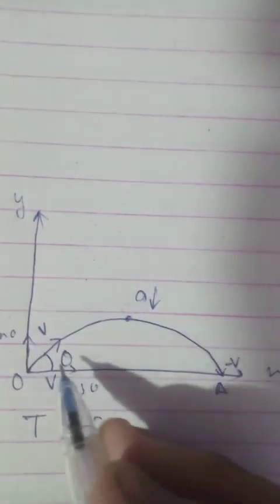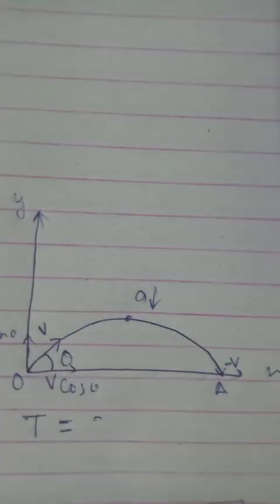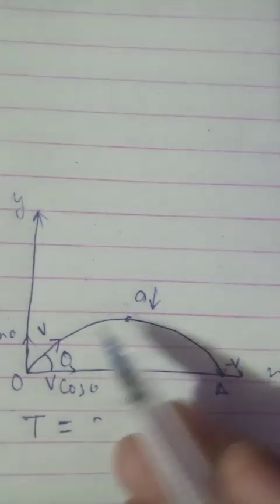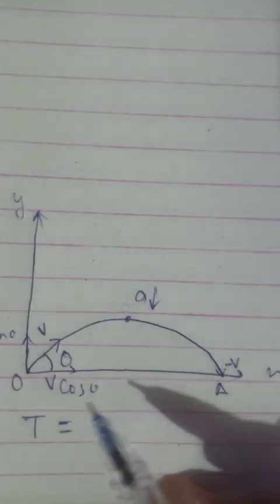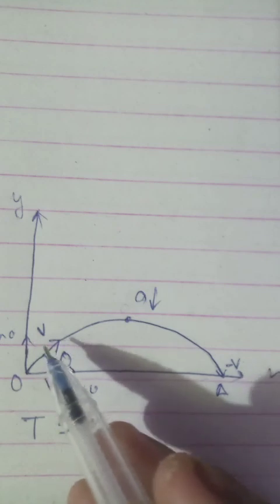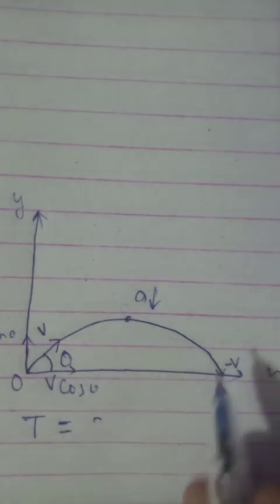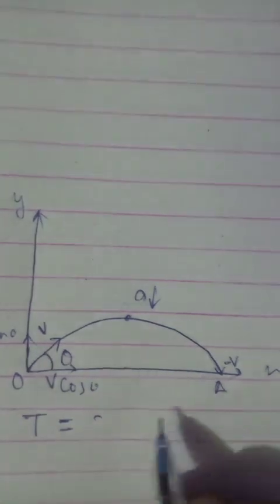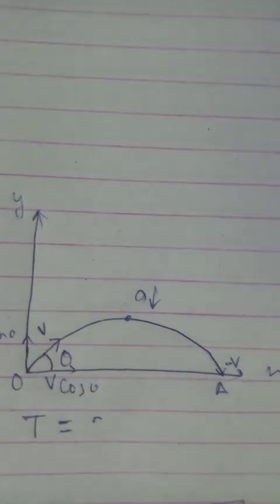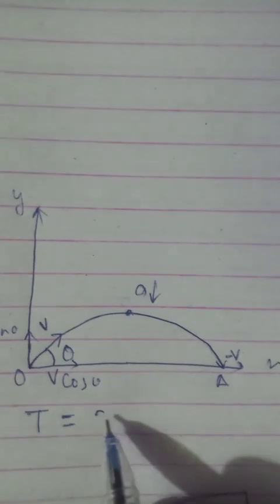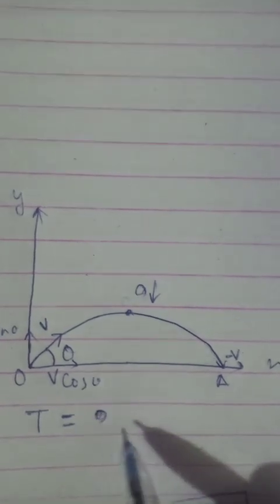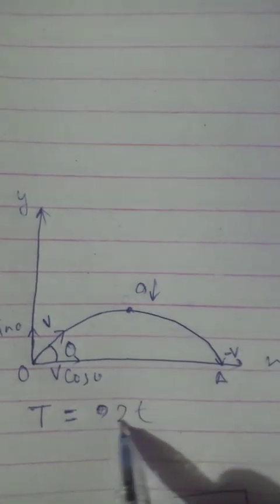The velocity along the y axis will be 0. At what time will it become 0? It will decrease by a factor of 10 each second. How much time will it take to become 0? I'm taking 10, and actually it is 9.8 meters per second squared. So the time taken for it to become 0 is, let's say, t. So the total time of flight will be 2t.